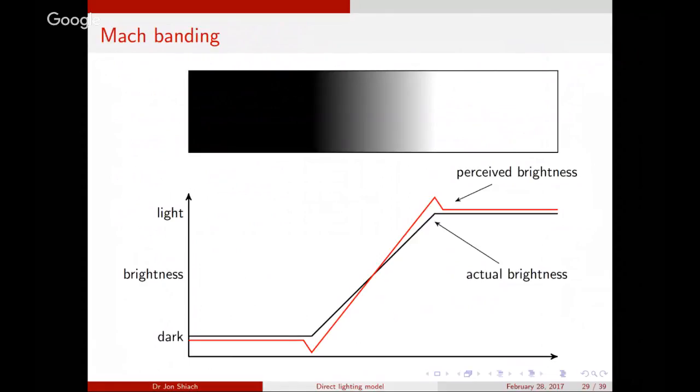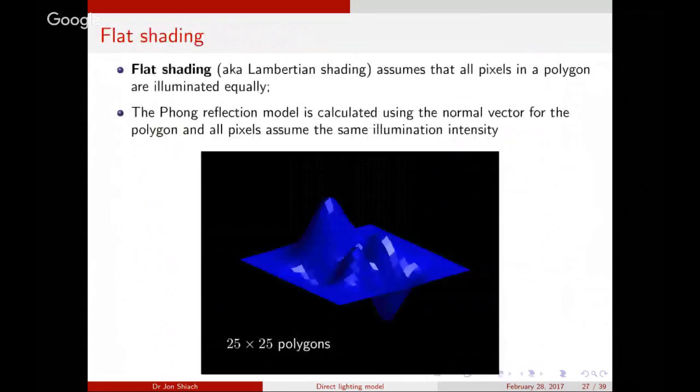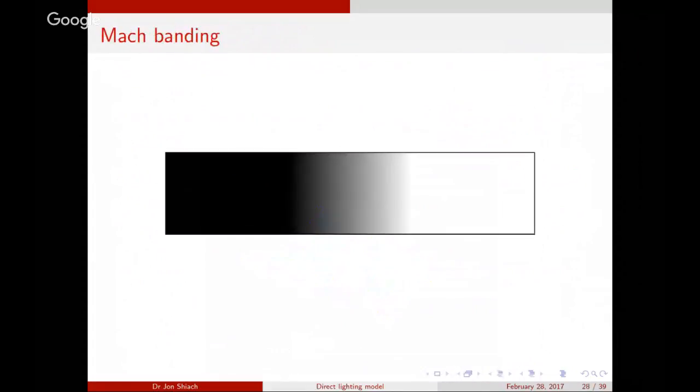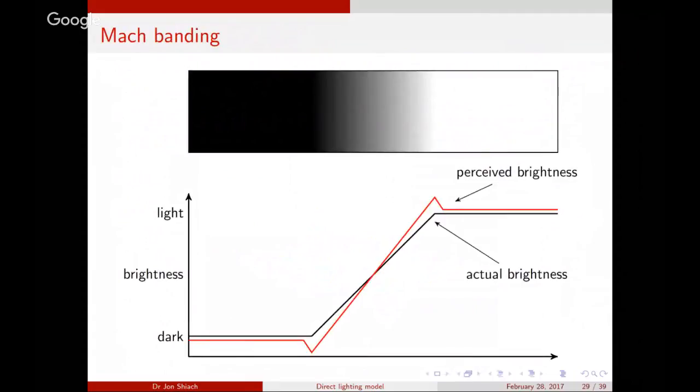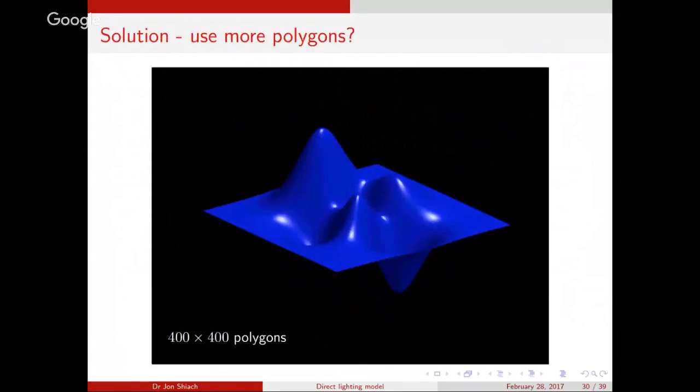So this black line is the actual brightness. It's all light, then goes dark, then all dark. But the red line is what we actually perceive, because we're very good at detecting outlines. That's the reason why flat shading looks rubbish to us: it's very easy to tell the difference between two very, very subtle changes in lighting. So that's flat shading, and because of Mach banding, it looks a bit rubbish. One solution is to use more polygons.